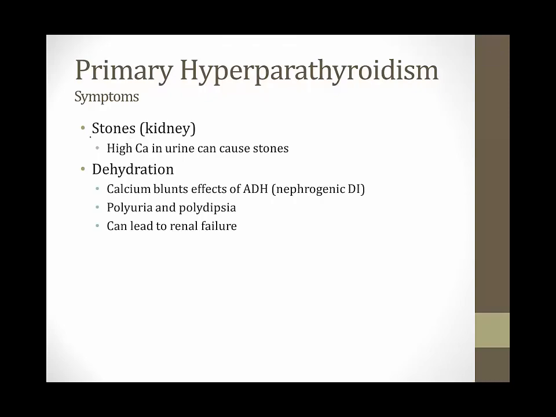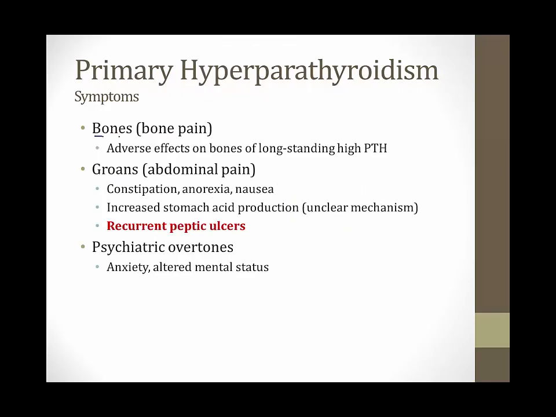As I said before, you can develop kidney stones. This is from high calcium in the urine causing kidney stones. You can also see dehydration in hypercalcemia. This occurs because calcium blunts the effects of antidiuretic hormone. This causes a picture that looks like nephrogenic diabetes insipidus with polyuria and polydipsia, and if it's severe, it can lead to renal failure. Bones refers to the bone pain that can occur in hyperparathyroidism.